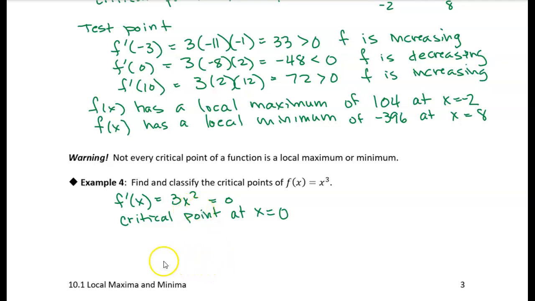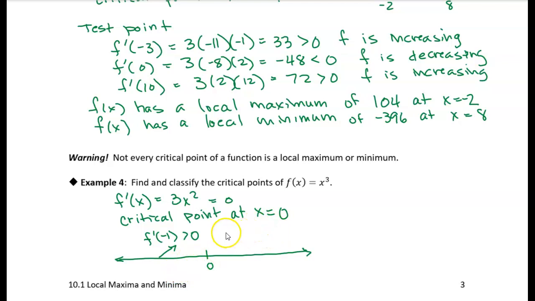But if we evaluate points on either side, so let me draw my little number line, and my critical point is 0, so I want to test points on either side of 0. Now, if I look at, say, f prime of -1, that's to the left of 0. What do I get? I put in -1, I square it, I get +1, and then times 3. So I get a positive value, so it's greater than 0, which tells me that my function is increasing.